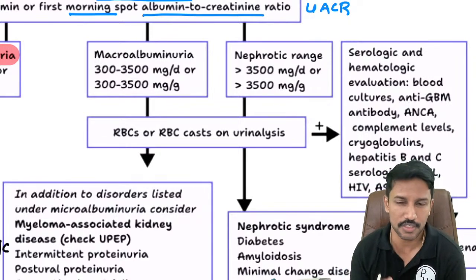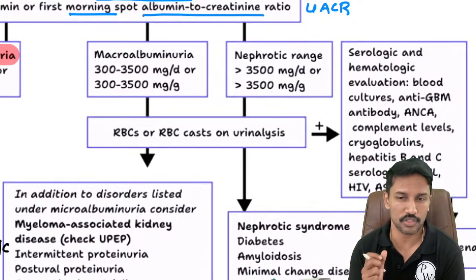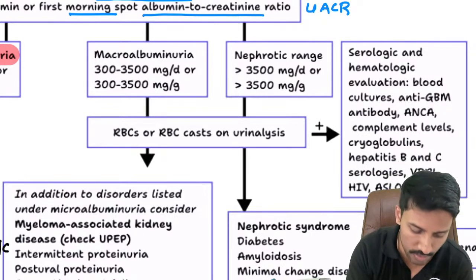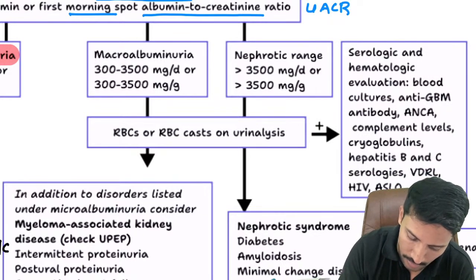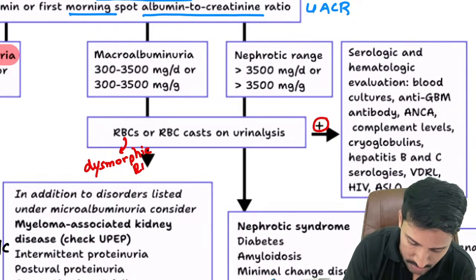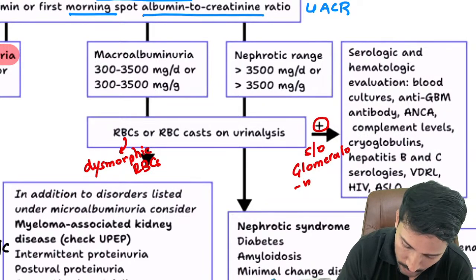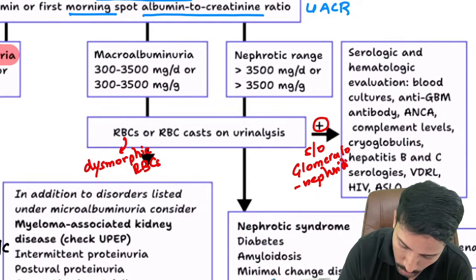Other post-infectious glomerulonephritis is a possibility. Right? Goodpasture syndrome is a possibility. All these glomerulonephritides are what I should be thinking of if RBC casts or RBCs, especially dysmorphic RBCs, which are disfigured, are present. Then it is suggestive of glomerulonephritis or glomerular injury.